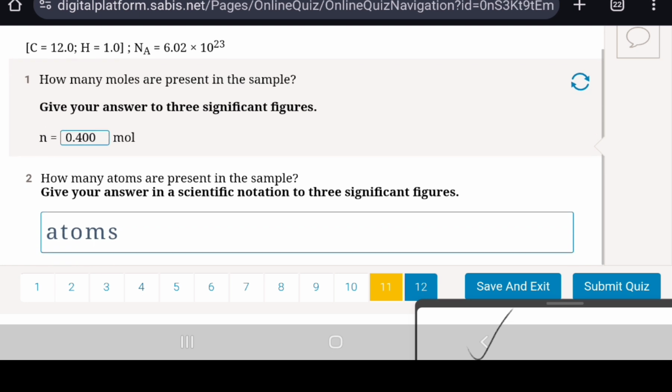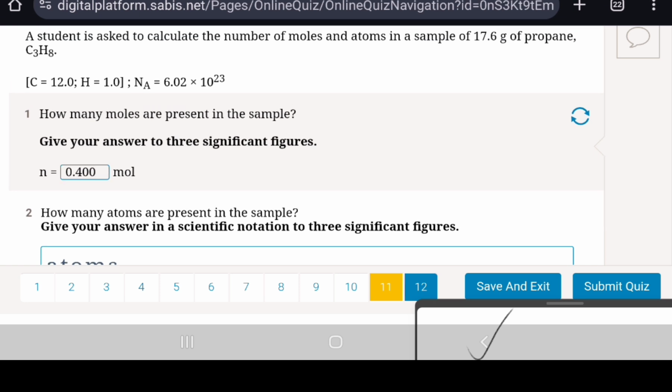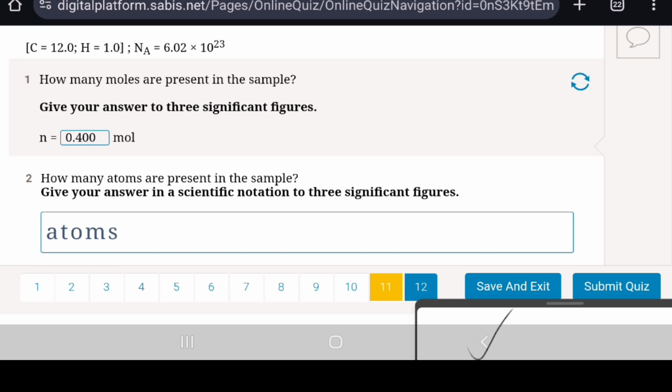Now, to find the atoms, we need to find the molecules first. To go from moles to molecules, we multiply the moles by Avogadro's number, which is 6.02 times 10 power 23, which we get 2.408 times 10 power 23. But we're not done.